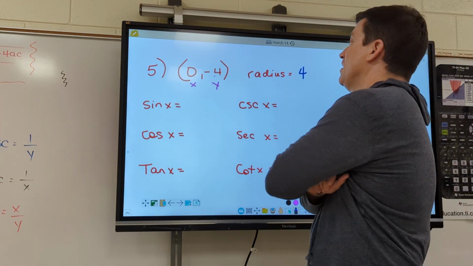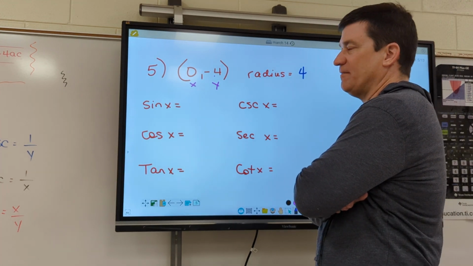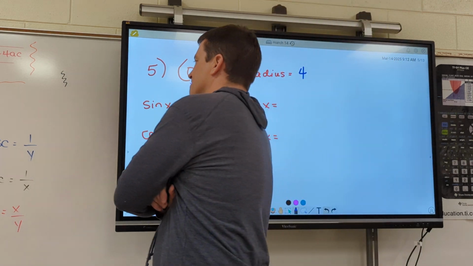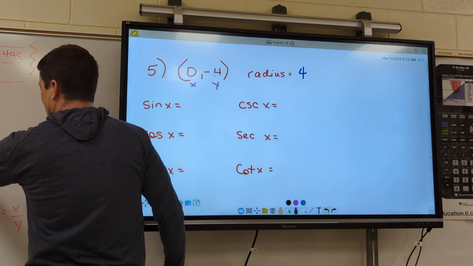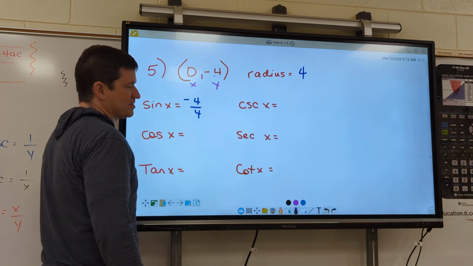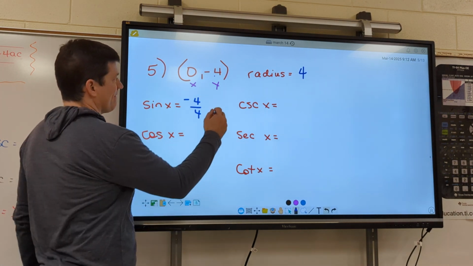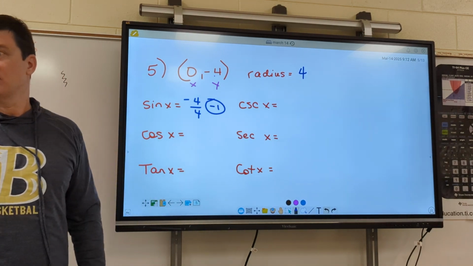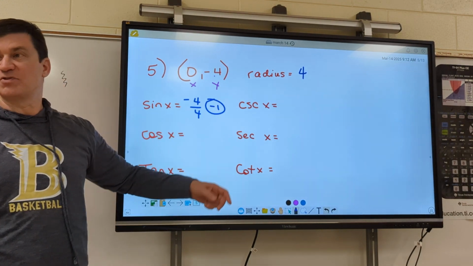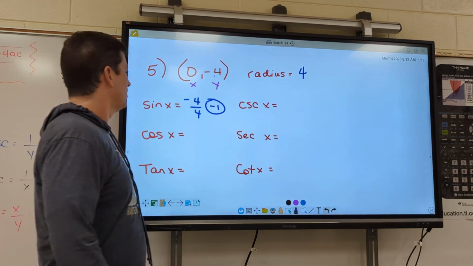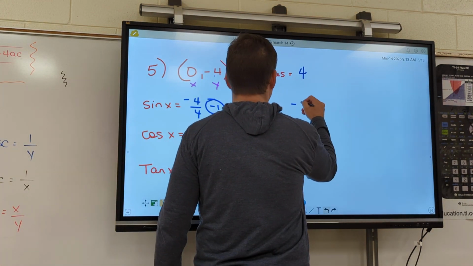All right, now, Hayden, give me my fraction for sine. That'd be -4 over... y over the radius. -4 over 4. So Hayden's got -4 over 4. All right, what does that simplify into, y'all? -1. -1's your answer. All right, now, when you have to flip something to find cosecant, which one do I flip? Doesn't really matter. Let's flip the first one. 4 over -4, that's still -1.